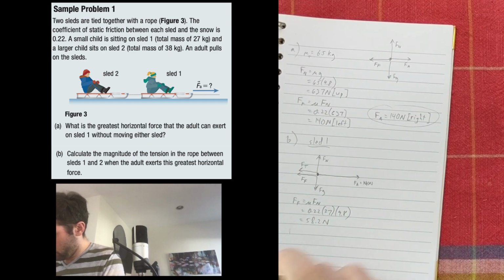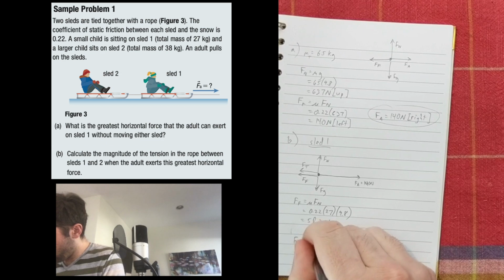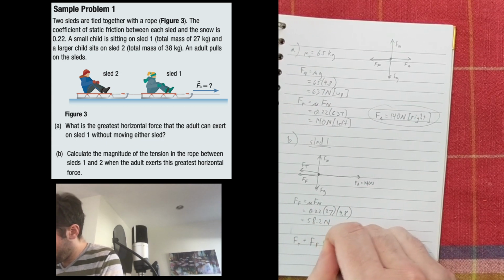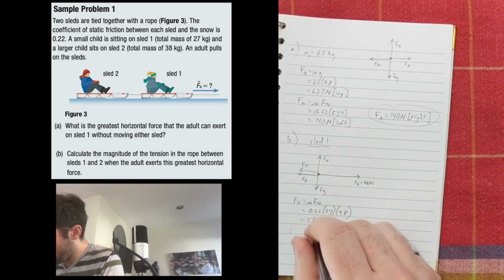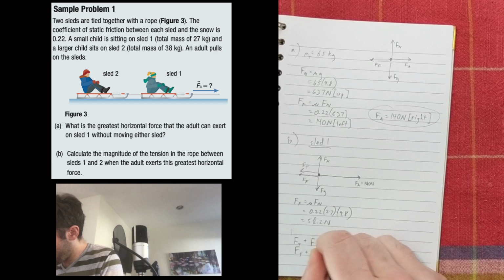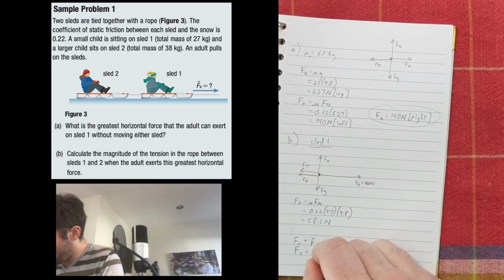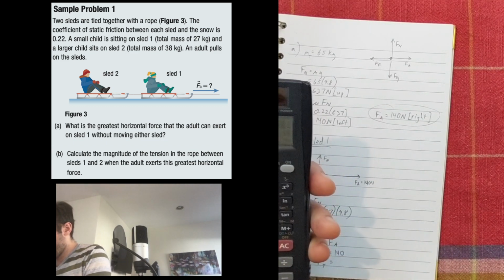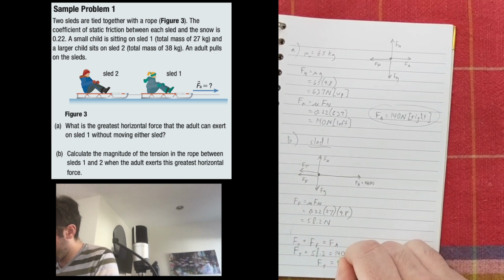So therefore, let me just write this out with a statement. The tension force plus the frictional force must equal the applied force. We don't know the tension force, we're going to solve for it. So the tension force plus 58.2 must be equal to 140. And so therefore the tension force must equal 81.8 newtons to the left.